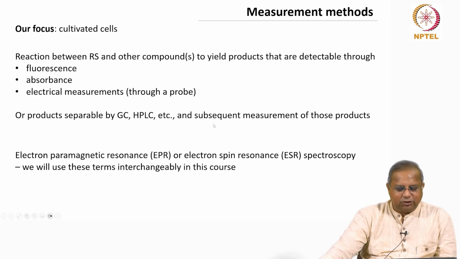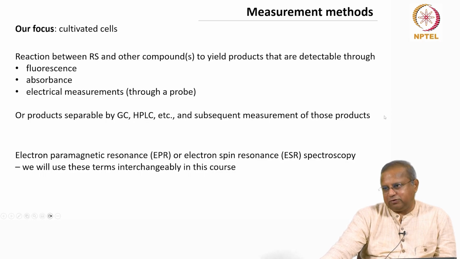So that's what I mentioned. EPR, electron paramagnetic resonance, or electron spin resonance spectroscopy. EPR spectroscopy or ESR spectroscopy. We are going to use the terms interchangeably in this course. However, I will point out the difference between them. There's a subtle difference between them. I will point it out when we discuss the EPR technique.